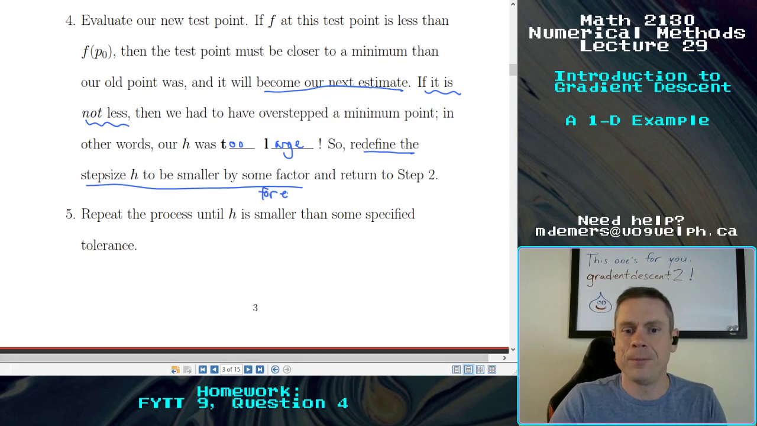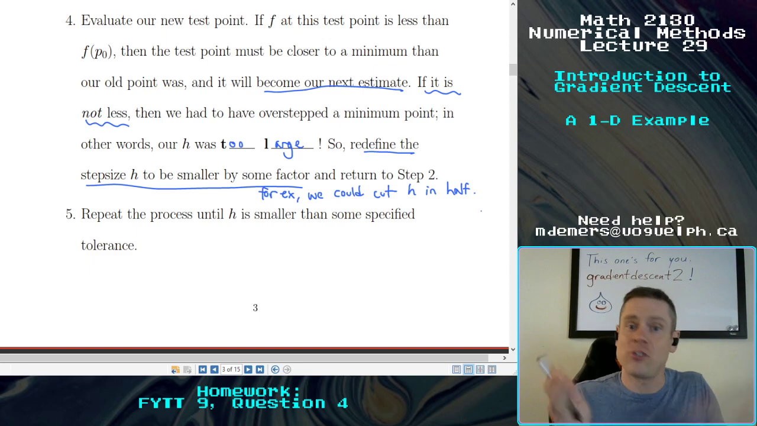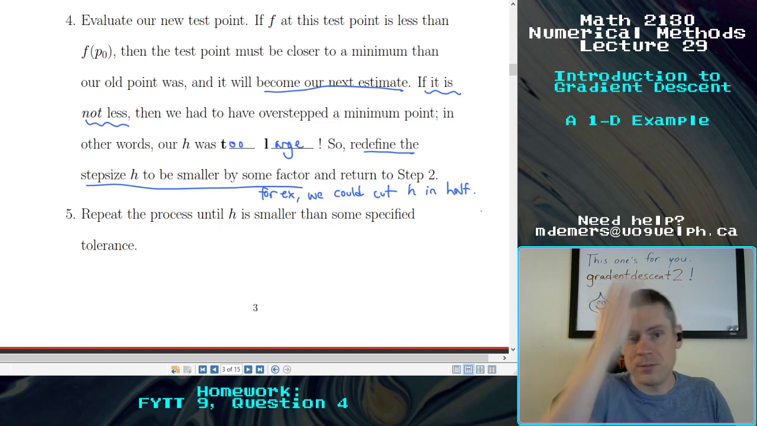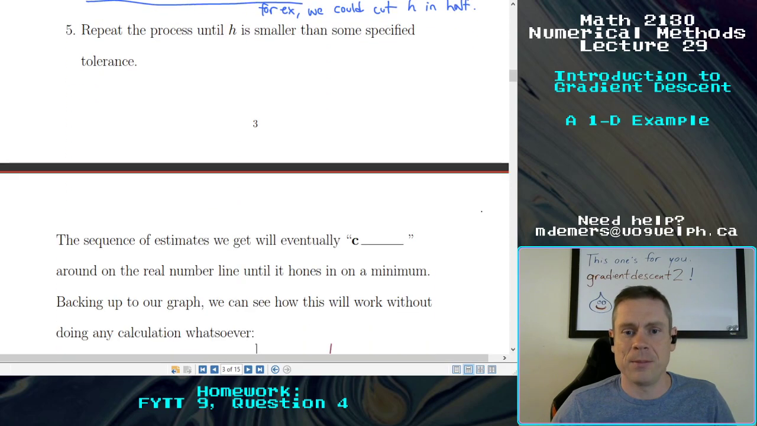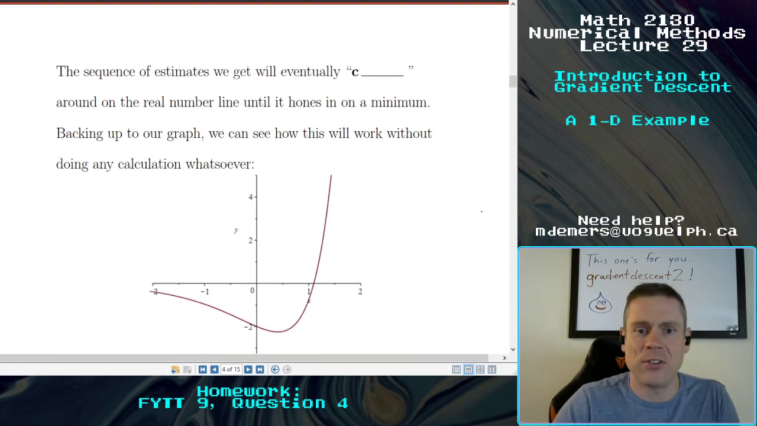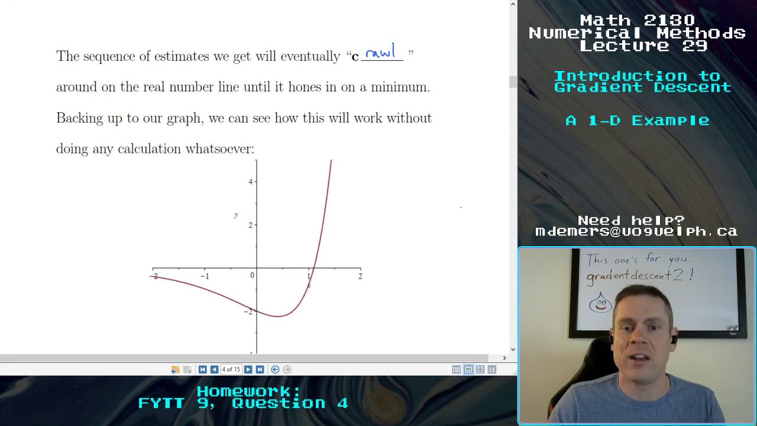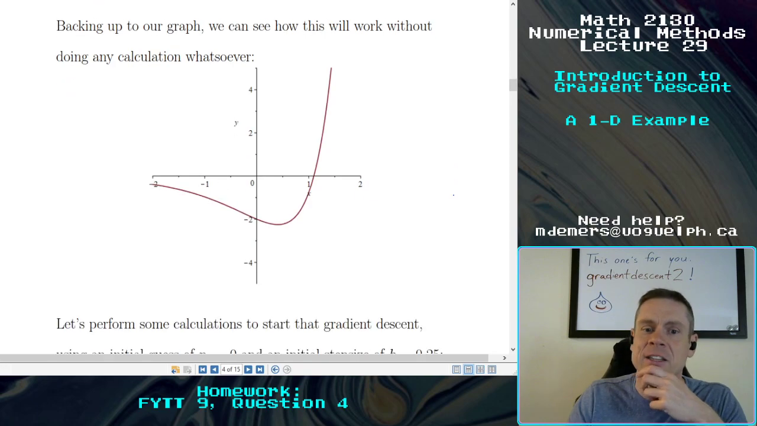So for example, I would say we could cut h in half and then just try again. And if you are still overstepping, you cut in half again, and so on and so forth. So yeah, that's pretty much it. So why don't we check this out? The sequence of estimates we get will eventually crawl around on the real number line until it hones in on a minimum. Backing up to our graph, we can see how this will work without doing any calculation whatsoever.